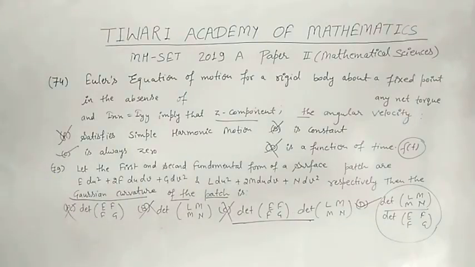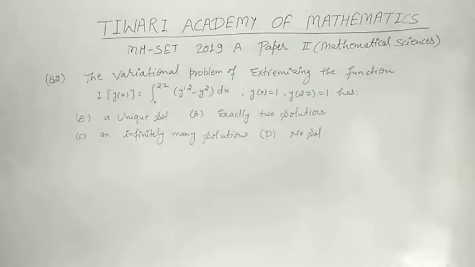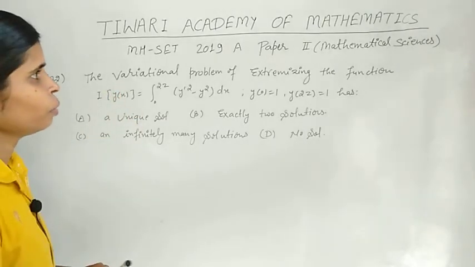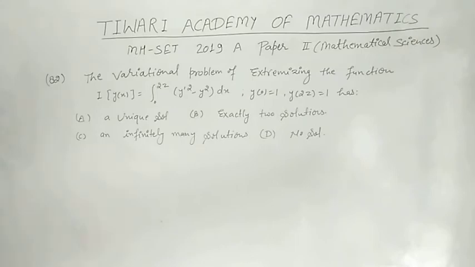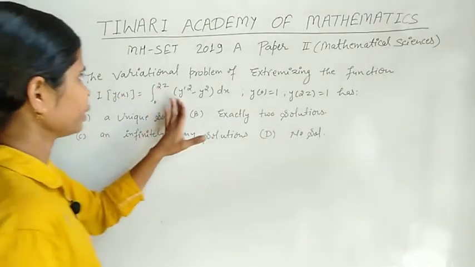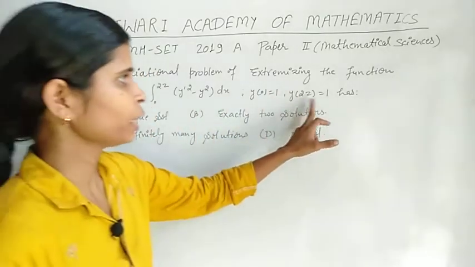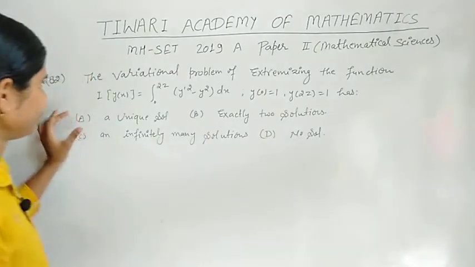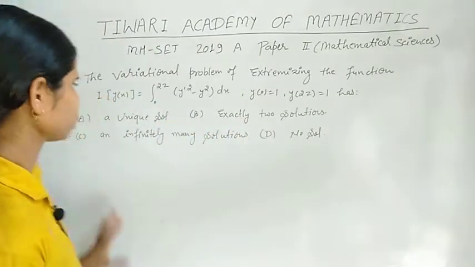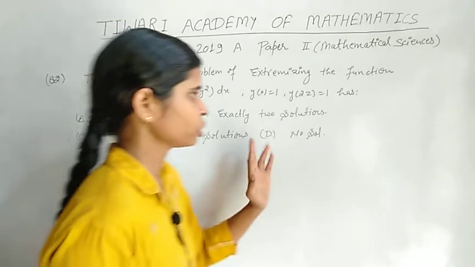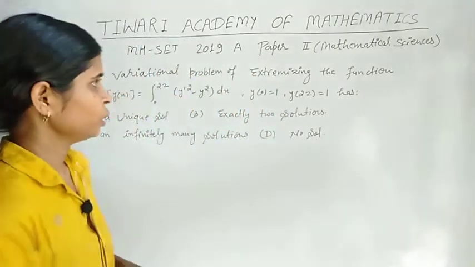See the next question. Question number 82. It is a question of calculus of variation. The variational problem of extremizing the function I(y(x)) is equals to integration 0 to 2π of y dash square minus y square dx, y at the point 0 is equals to 1, y at the point 2π is equals to 1 has a unique solution, exactly 2 solutions, infinitely many solutions. D option told no solution.